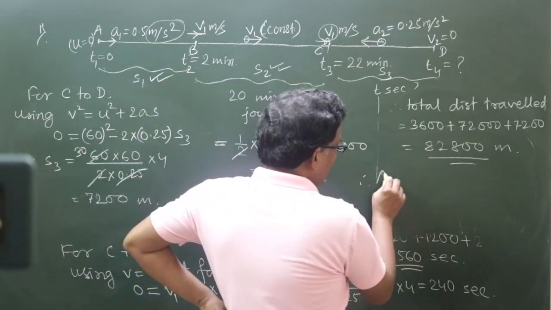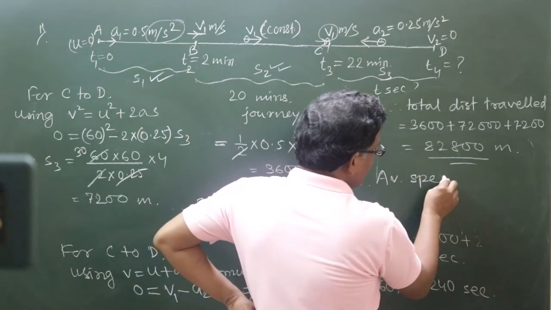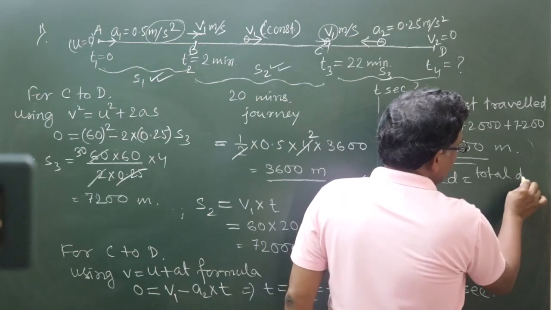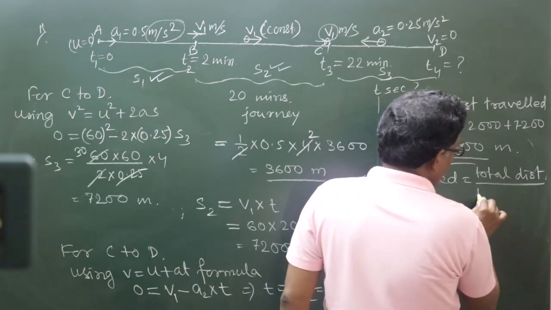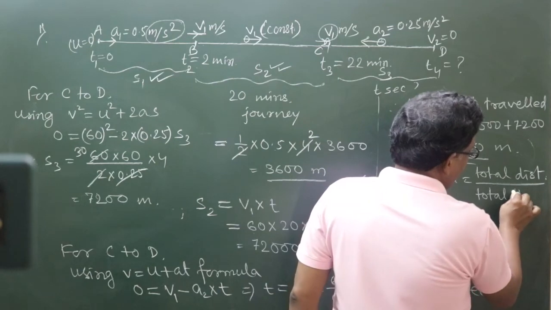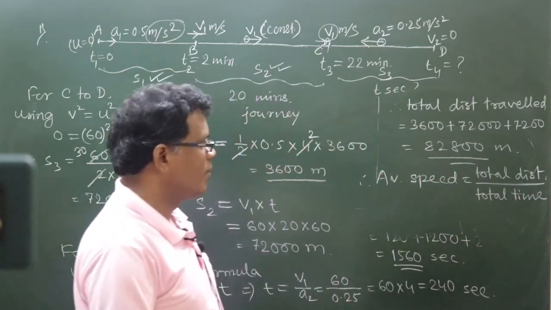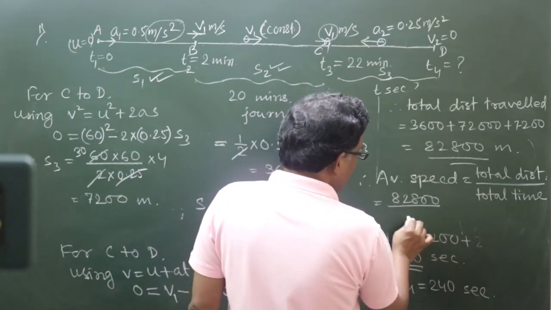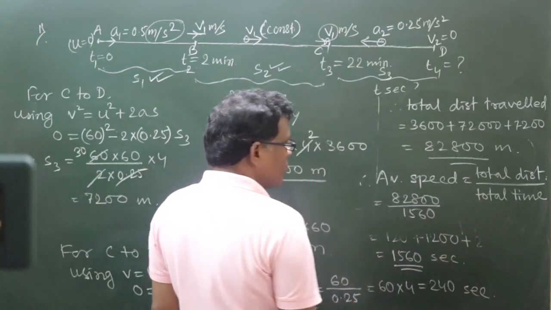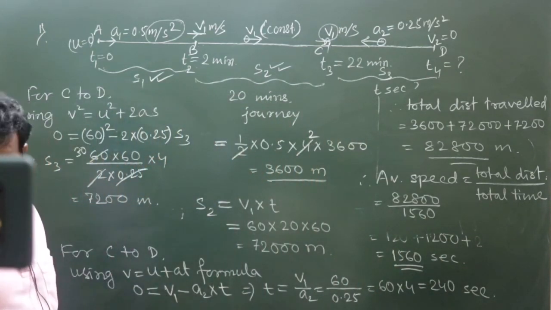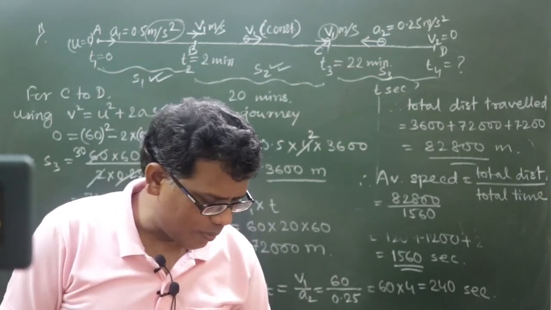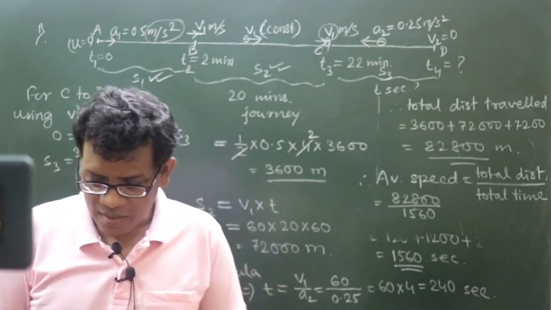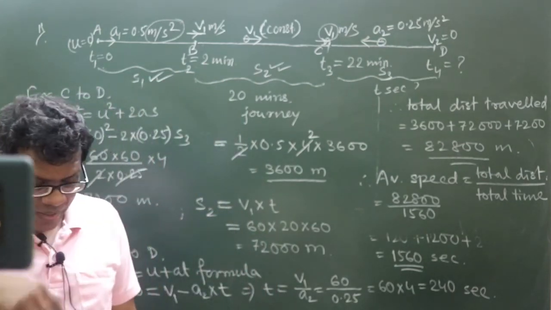So therefore average speed is equal to total distance by total time. So total distance is coming 82800 divided by 1560. Okay, calculate this. That will be the answer. This is the calculation of average speed.